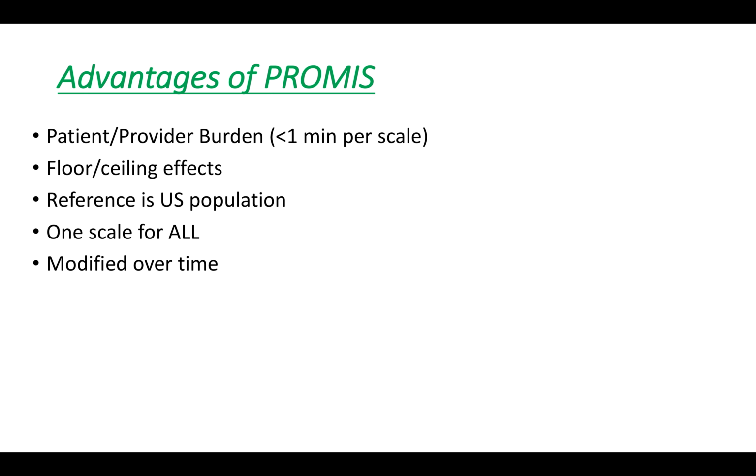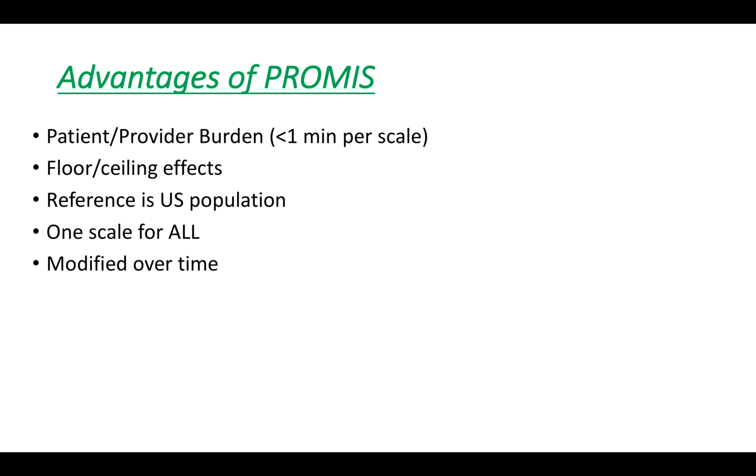So the advantages of PROMIS CAT-based scales are they minimize patient and provider burden, meaning that multiple scales can be used in a single session. They can be used across many different abilities of patients. So you can apply the same scale to a patient who has very severe disease to another patient who has minimal effects of the disease.